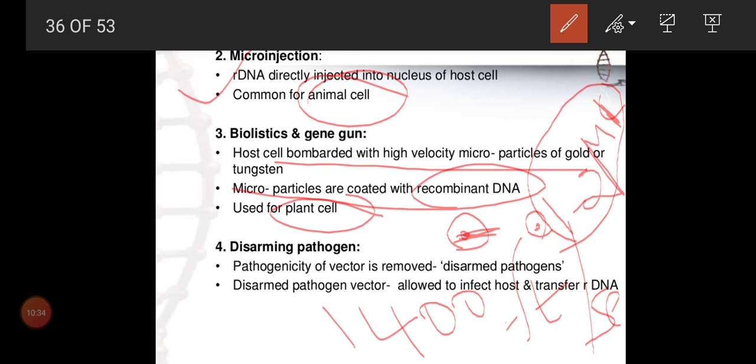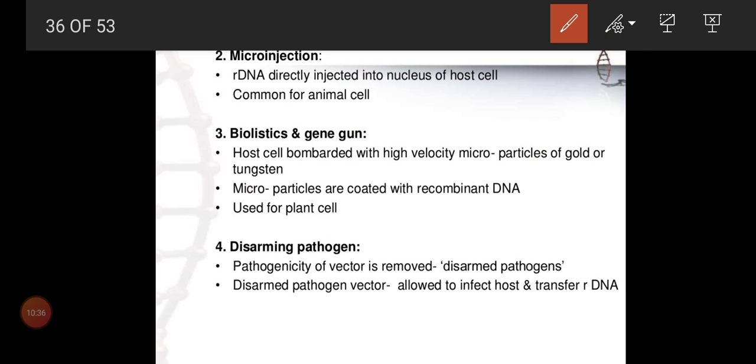And the next procedure we can call disarming pathogens. The pathogenicity of the vector is removed, that is a disarmed pathogen, and the disarmed pathogen vector is allowed to infect the host or transfer recombinant DNA. That is what we saw with Agrobacterium tumefaciens. Apart from that, we have one more technique that we can call chemical. What we saw before was how the vector enters the host cell and multiplies. Without a vector, how can we introduce our gene of interest directly to a plant or animal cell?